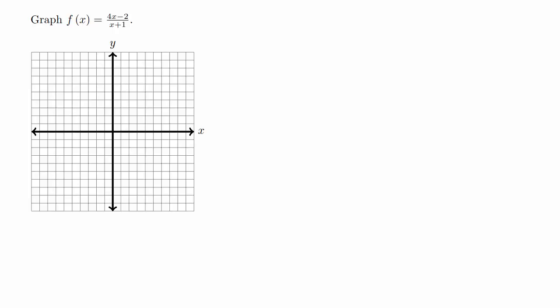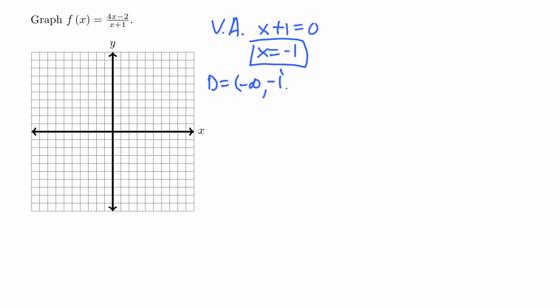Hello. In this example, we're going to graph f of x equals (4x minus 2) all over (x plus 1). The first thing we want to do is find any vertical asymptotes, which means the denominator must equal 0. Subtract 1, so x equals negative 1. That means we can find our domain: negative infinity to negative 1, union negative 1 to infinity.